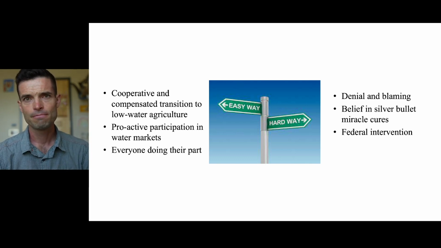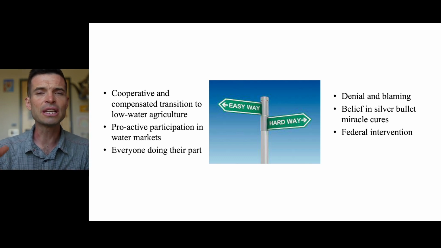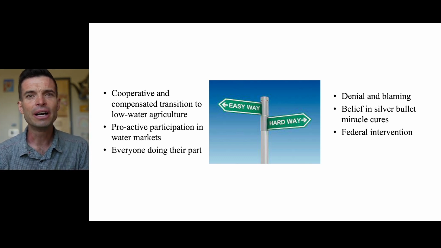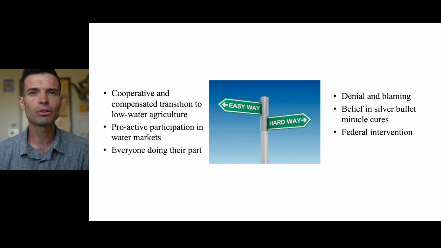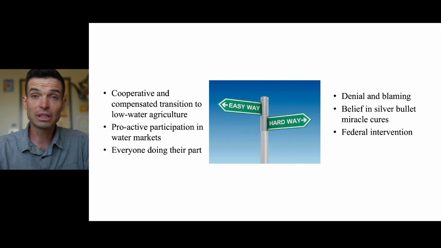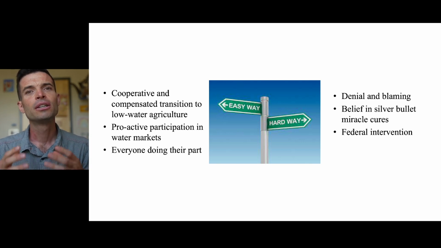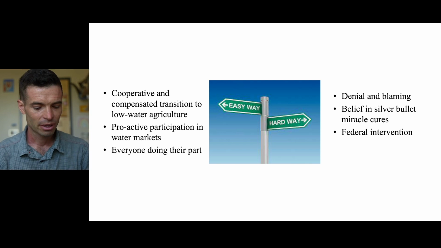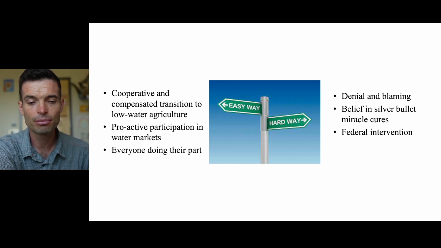Everybody's doing their part. There's a harder way, where we deny that there's a problem. We blame one another. You got people in the cities saying, oh, it's just all about alfalfa. You got the alfalfa farmers saying it's all about the growth in the cities, right? And we continue to believe in these kind of silver bullet miracle cures. That's going to lead to federal intervention, and we're going to lose our ability to mount this rescue on our own.